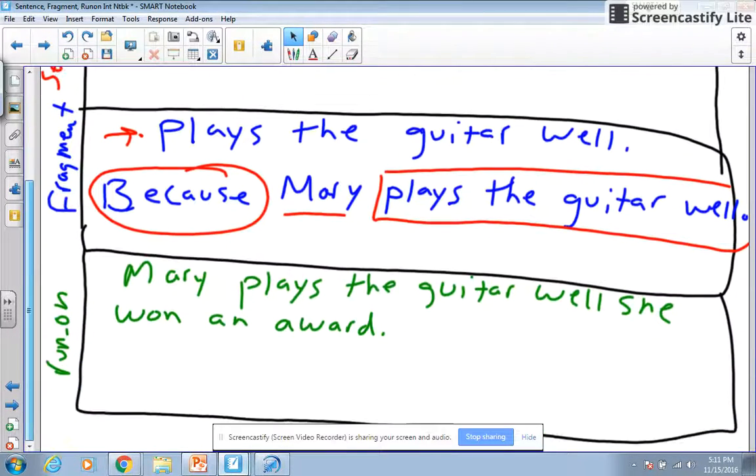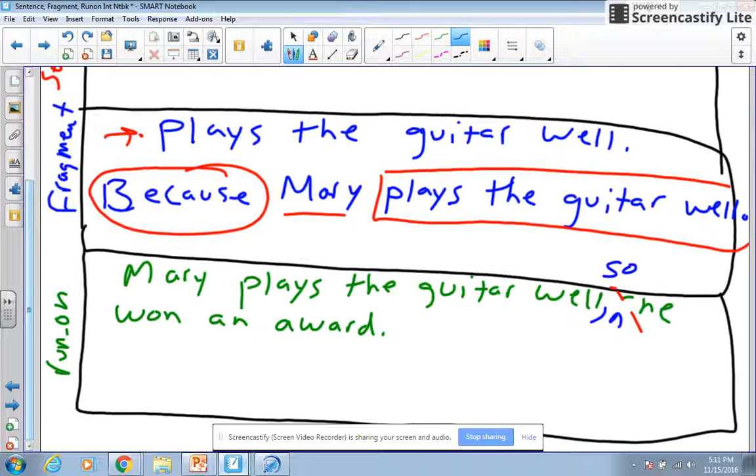So if we take a look at an example here, we have Mary plays the guitar well. She won an award. One thing we could do is just put a period here, and that would fix this. Another way we could fix it is we could put a comma in and put something like so. She won an award. Either way would work. As it was before, though, it was a run-on sentence.